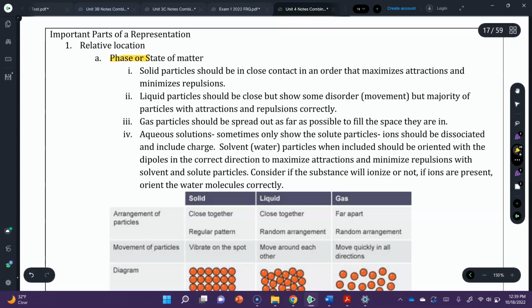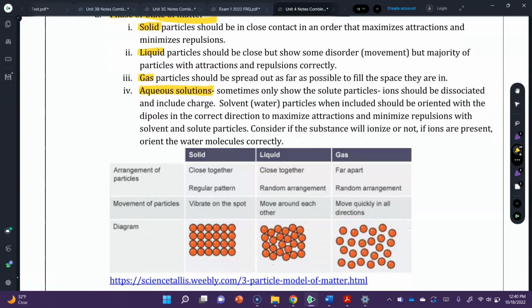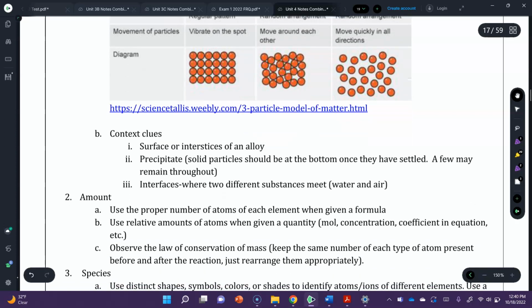relative location. This includes the phase or state of matter, and that you are representing solids, liquids, or gases appropriately, and that in aqueous solutions, you need to only show the solute particles, including charge for ions. The only time you should show water is if you are talking about intermolecular forces and you need to make sure you're orienting the dipoles, and the computer screen's dirty, so woo. Okay, so pay attention to how they're being organized, that solids have a regular pattern, liquids are close together but no pattern, and gases are far apart.